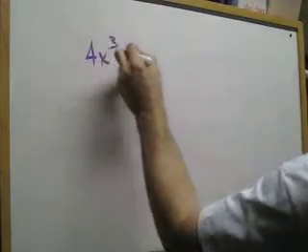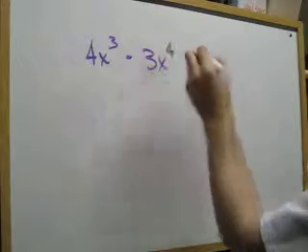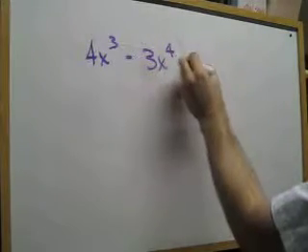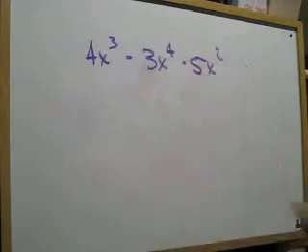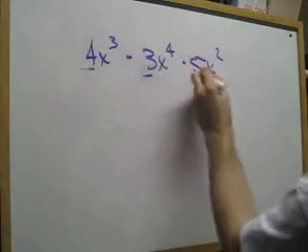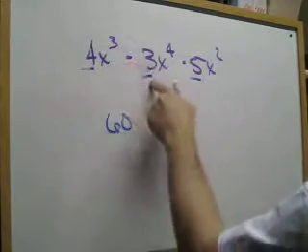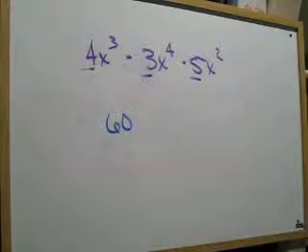Let's look at example 3. We're going to put a few numbers together here: 4x cubed times 3x to the fourth times 5x squared. From our past example, we multiply our whole numbers together. So we're going to take our 4, our 3, and our 5 and multiply them together and get 60. 4 times 3 is 12, times 5 is 60.